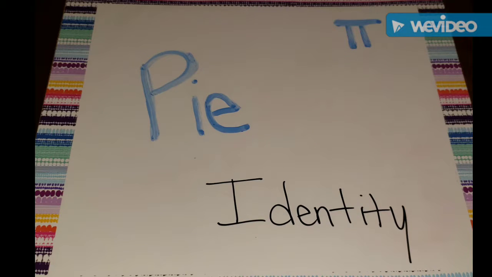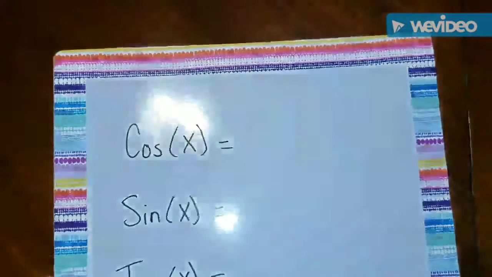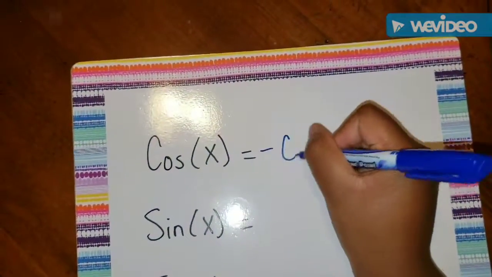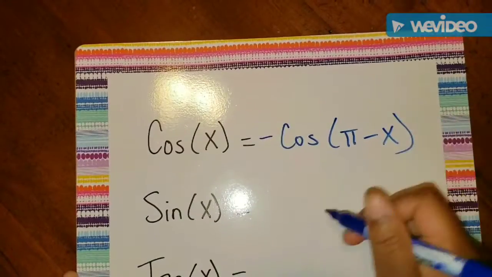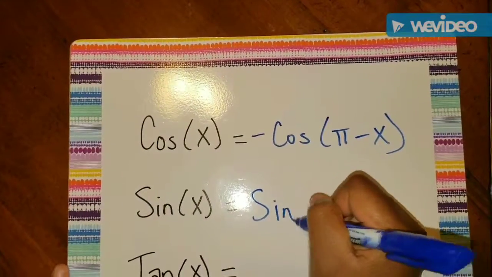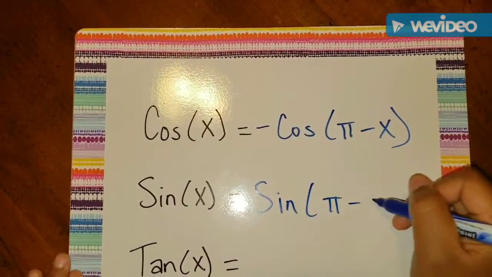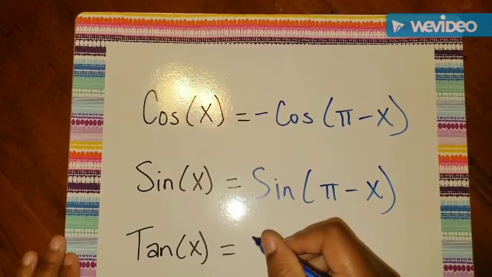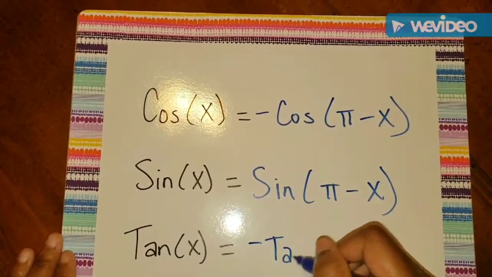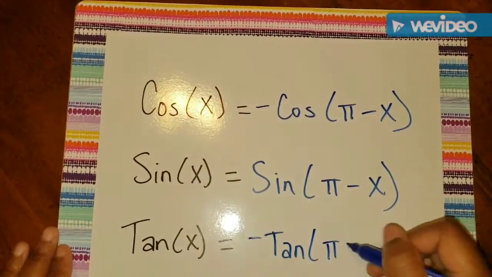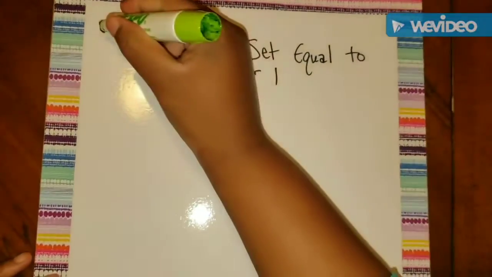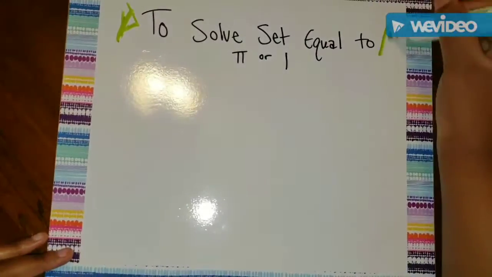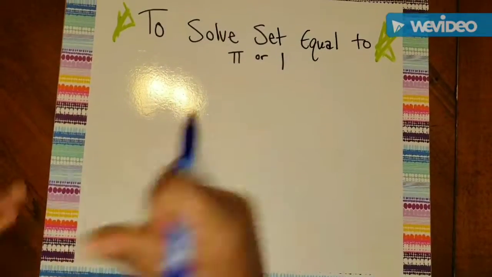All right, so our last identity is the pi identity. So cosine x equals negative cosine pi minus x, sine x equals sine pi minus x, and tan x equals negative tan pi minus x. So you always want to get to pi or 1 when you're doing this identity.